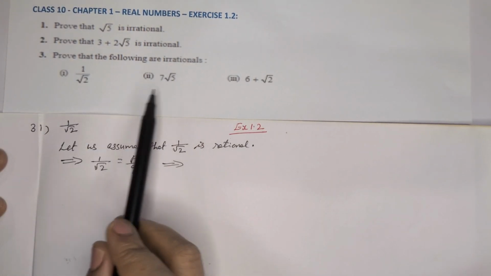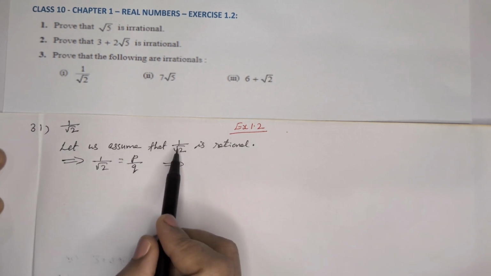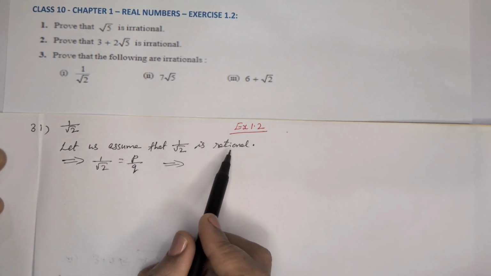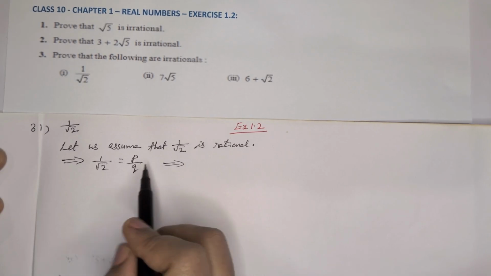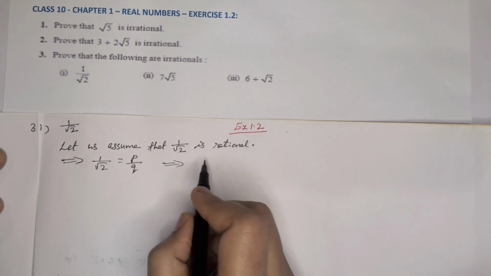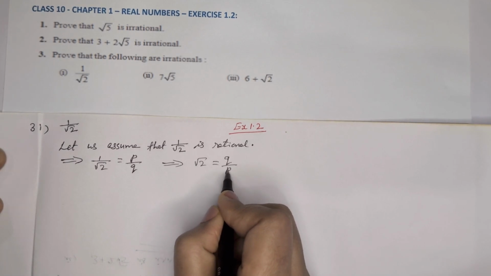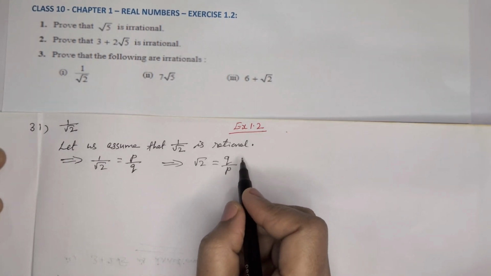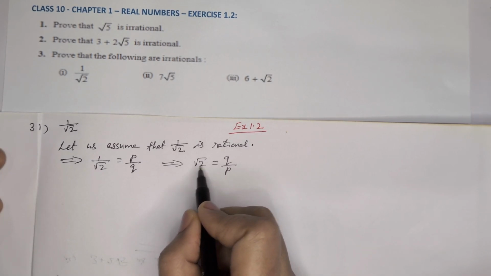Third question, prove that the following are irrational. First one, 1 by root 2. Let us assume that 1 by root 2 is rational, which means we can write 1 by root 2 in p by q form. Taking the reciprocal, root 2 is equal to q by p. Now here we can see that q by p is rational, and we know that root 2 is irrational.